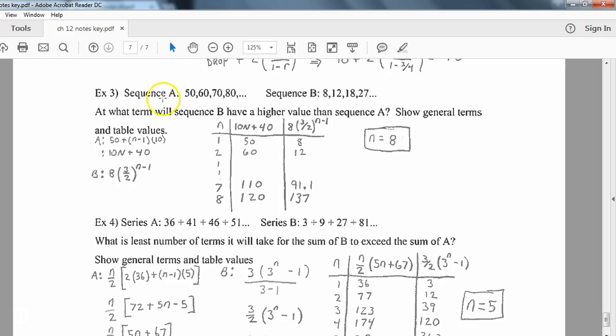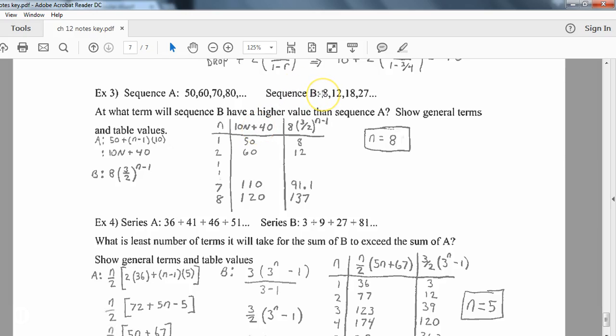For sequence A, we're going to use the u of n formula to give ourselves a general outline of what's going on for sequence A. So I have my first term of 50, here's my n minus 1 and my common difference of 10. If I distribute the 10 and do a little cleanup, I can get the simpler look that you see here. And so 10n plus 40 describes sequence A, so that's what we're going to put into our table right here.